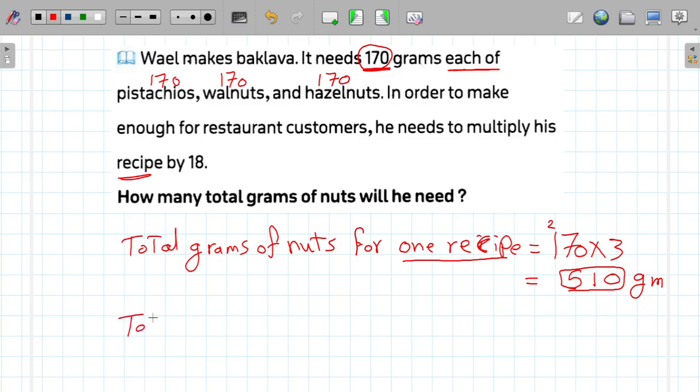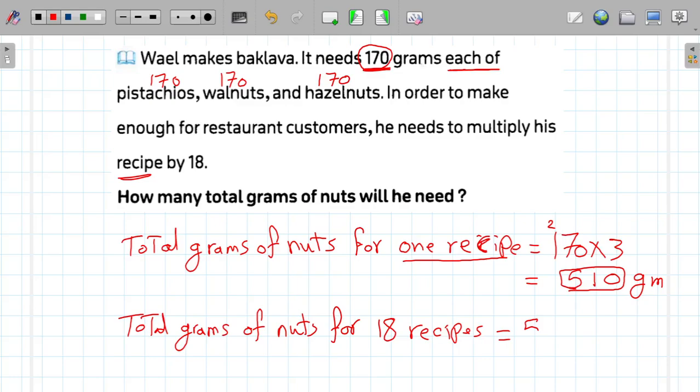So total grams of nuts for 18 recipes equals 510 by 18. So we will need the algorithm. I have 510 by 18.